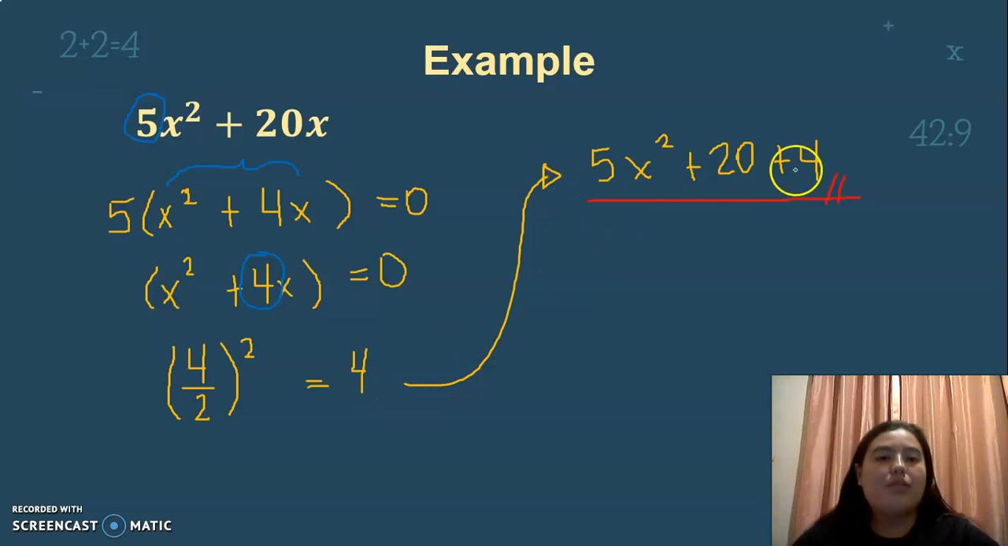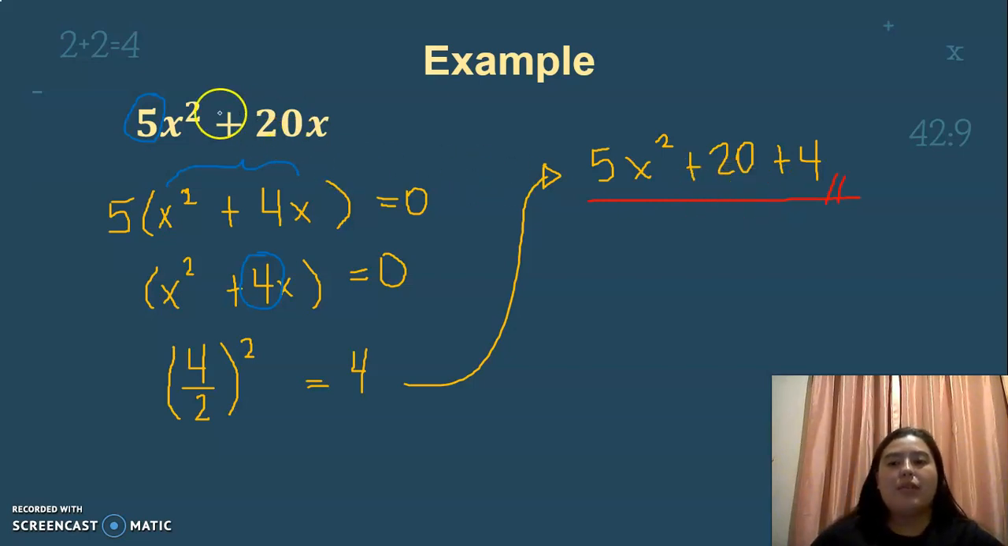Then we have to add 4 to the original equation. So we will have 5x^2 + 20 + 4. So this is the solution. We complete the square of this equation.